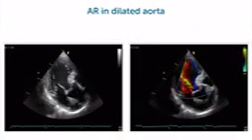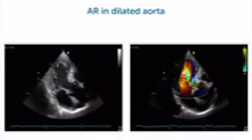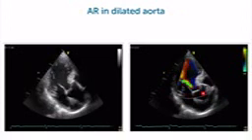Aortic regurgitation can also be caused if you have a problem of the aortic root. For example, here we have a dilated aortic root, and if that happens, the cusps of the aortic valve can kind of move to the side, and you will get a central defect in the aortic valve, and this causes regurgitation where we typically have a rather central jet.